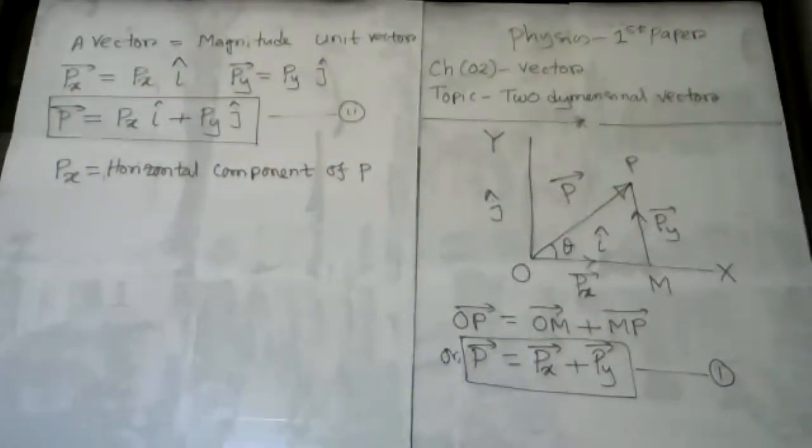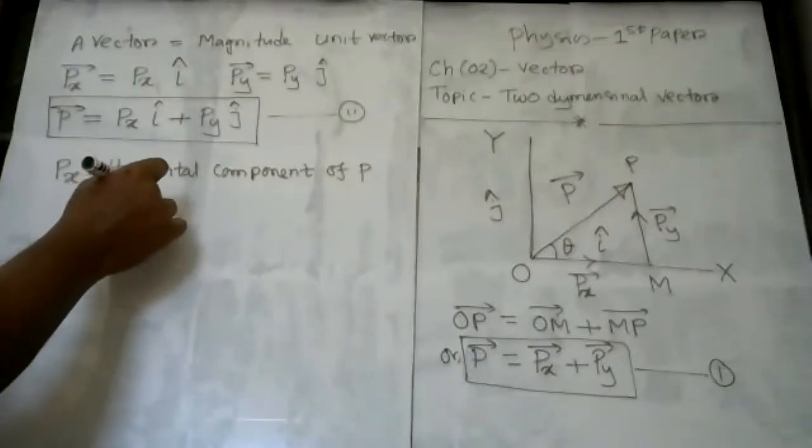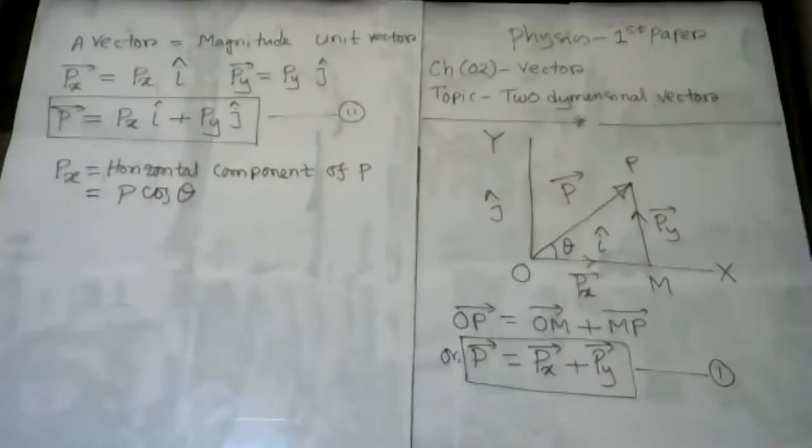So Px equal to what? Horizontal component of P. Suppose P is the magnitude of vector P and theta is the angle. Now what is the value of the horizontal component of P, my dear student? P cos theta. Very good. So Px equal to P cos theta.